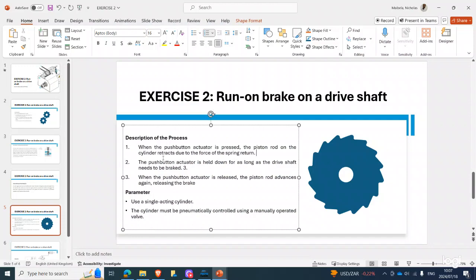They're saying the push button is held down for as long as the drive shaft needs to be braked. Then the push button is released and the piston rod advances to release the brake.